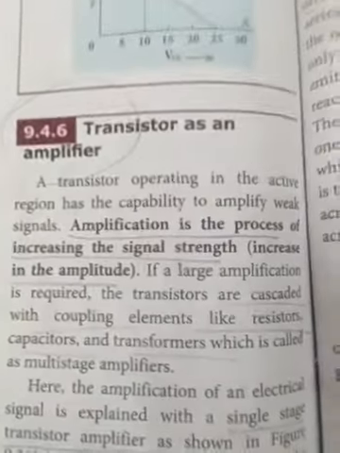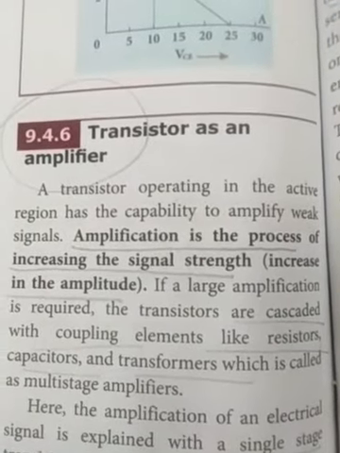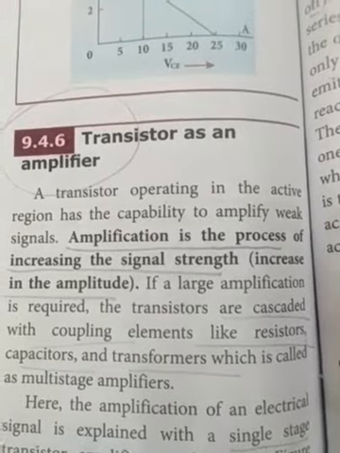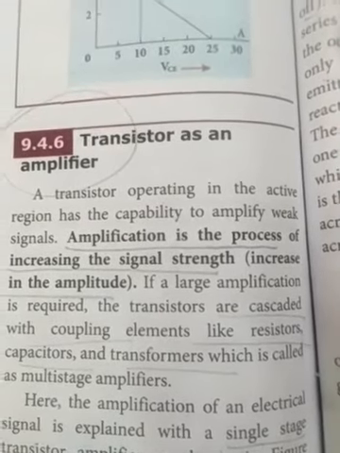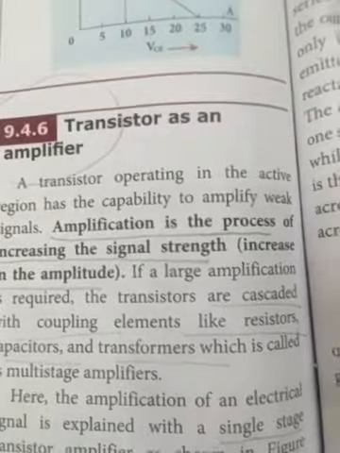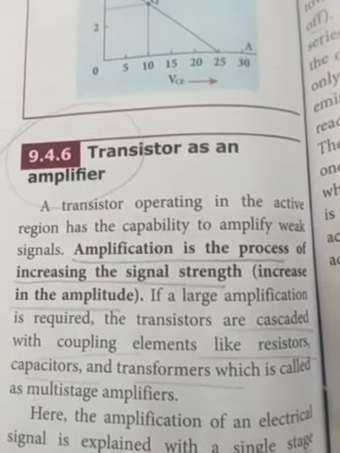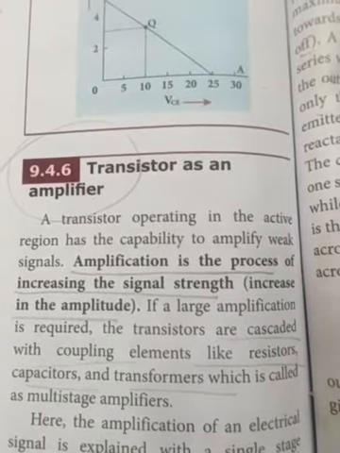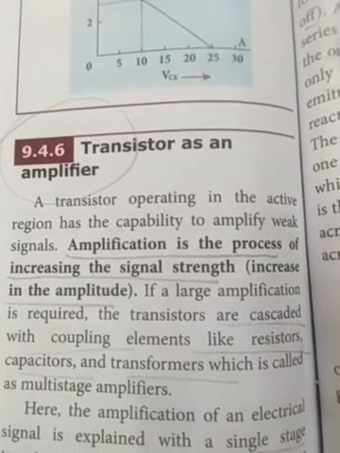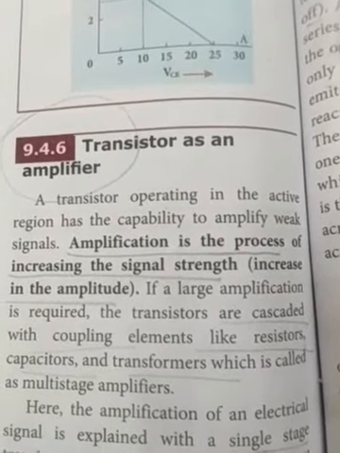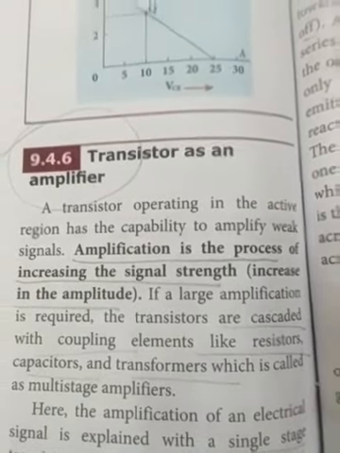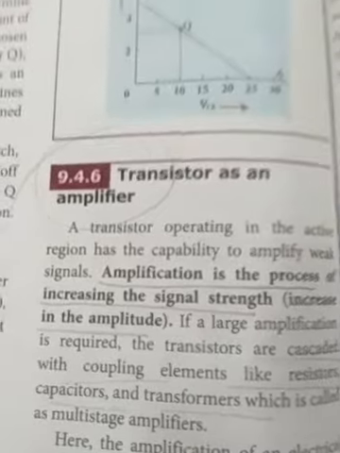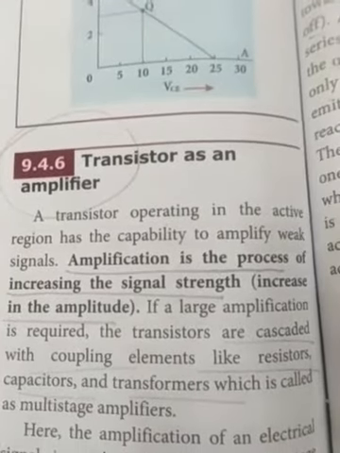Now you see that a transistor operating in the active region has the capability to amplify a weak signal. Whenever a weak signal comes, it makes it a perfect signal. Amplification is the process of increasing the signal strength. Whenever a low signal comes, it increases to a high signal.